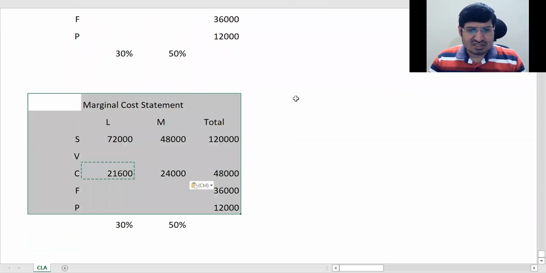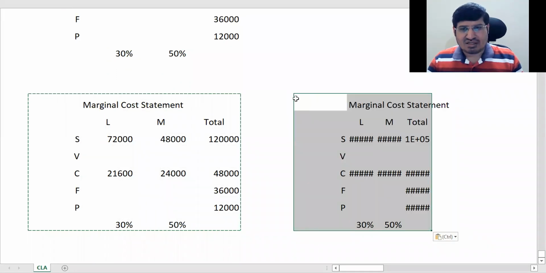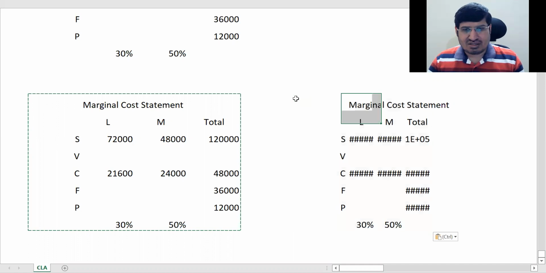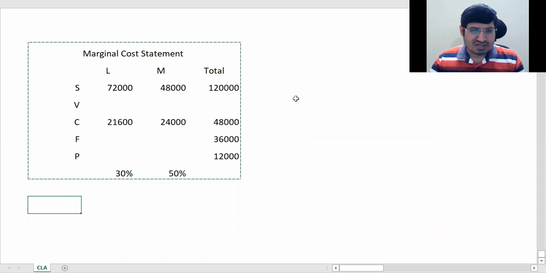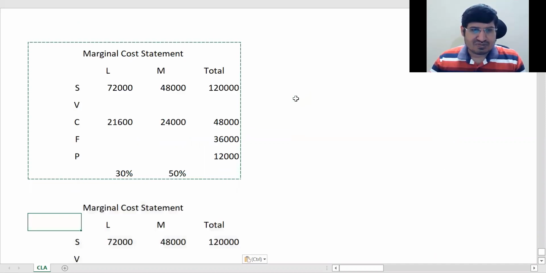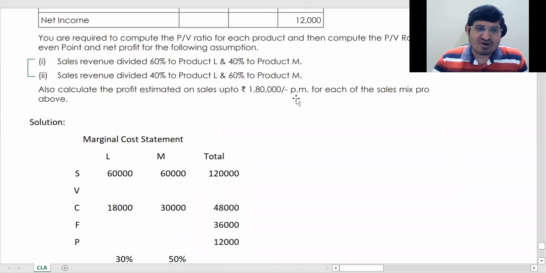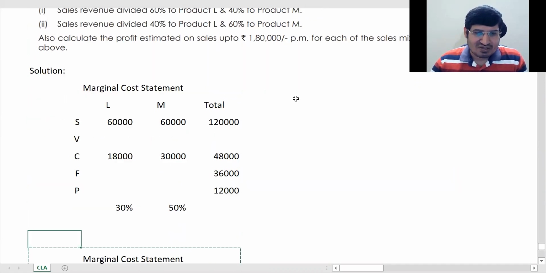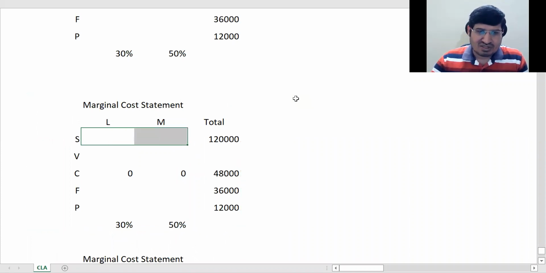I think 60 this side and 40 this side. I'll put it just below this. So what is in the second one? Sales revenue here becomes 40, there it becomes 60. Here it is 40 and there it is 60 in the second case. So basically, just remove this.